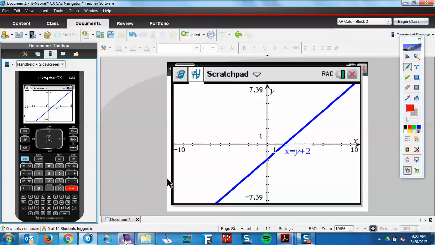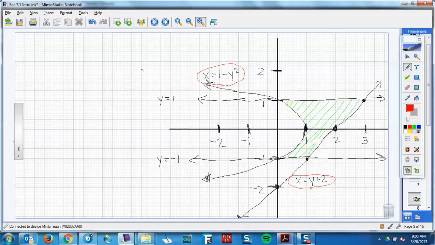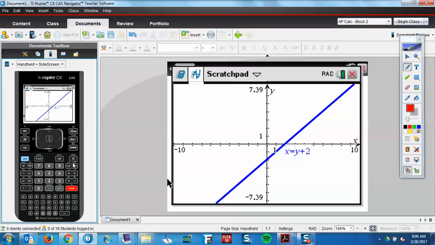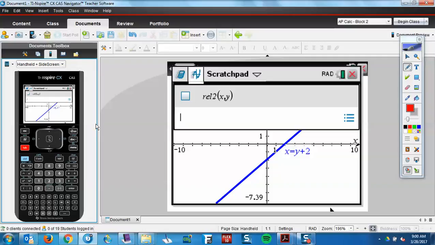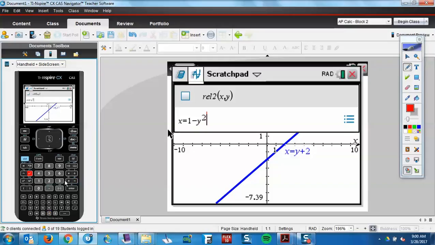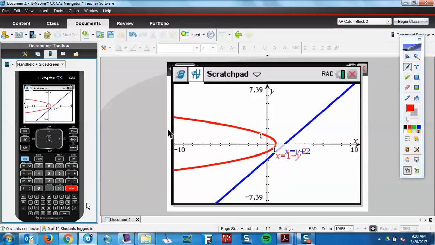What's the other one here? The other one is x equals 1 minus y squared. Again, it's possible you'll have to do this someday on a no-calculator problem, but on our quizzes I'm going to let you use your calculator, so it's not a big deal. So we tab to our next one and enter x equals 1 minus y squared, enter, and boom, there's our parabola.